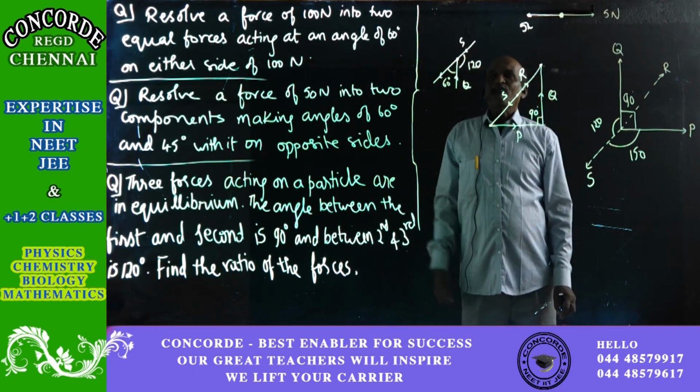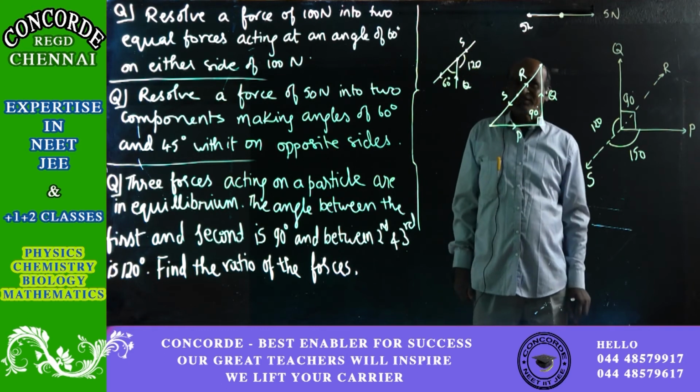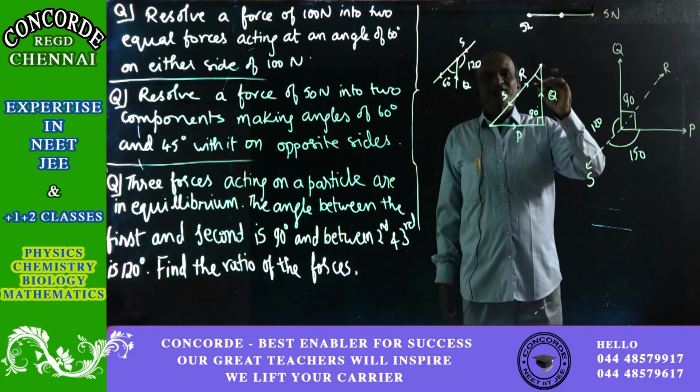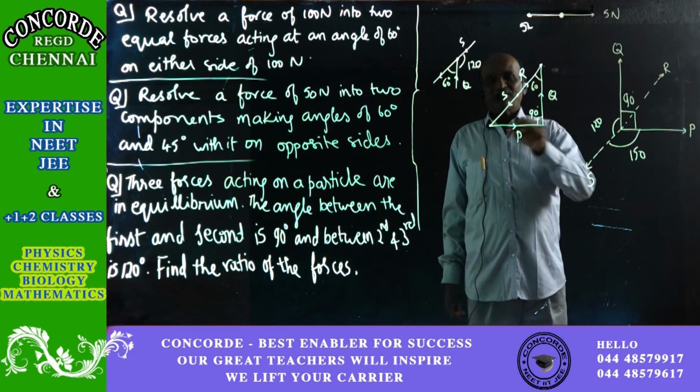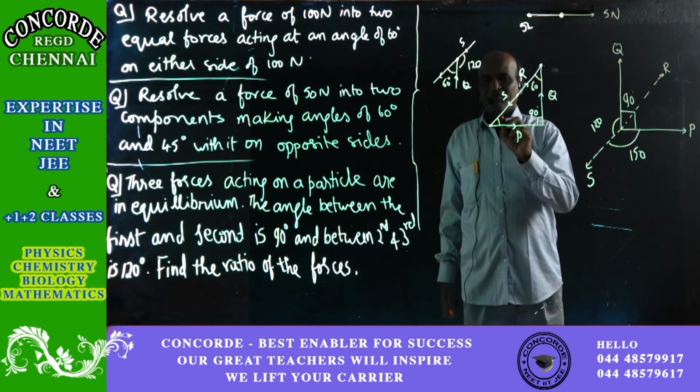So either take 180 minus 20 here or else just show 60. So this is 60 degrees. Total angle is 180, 90, 60. So the third angle will be 30 degrees.